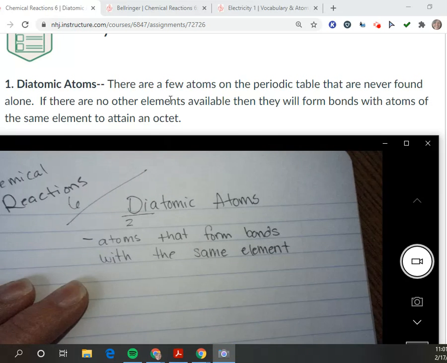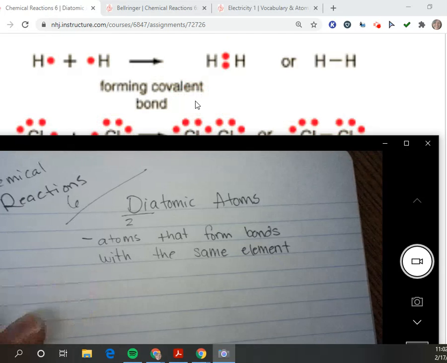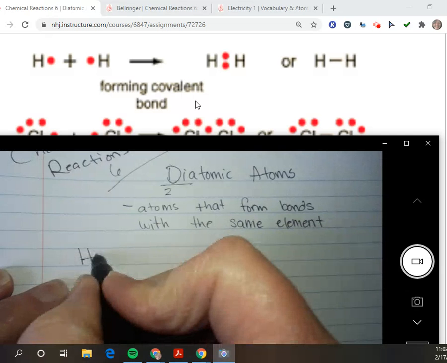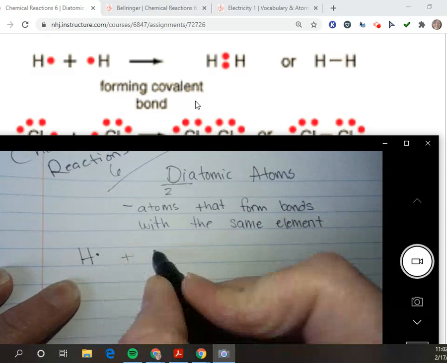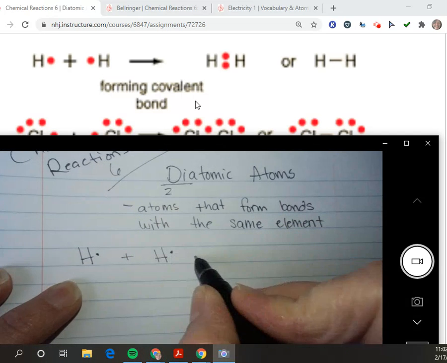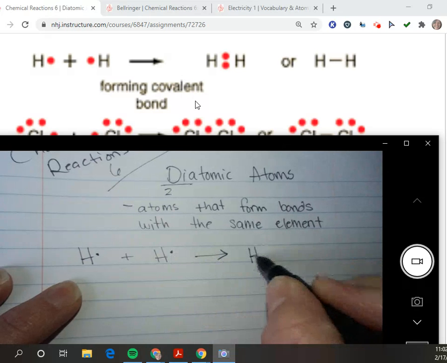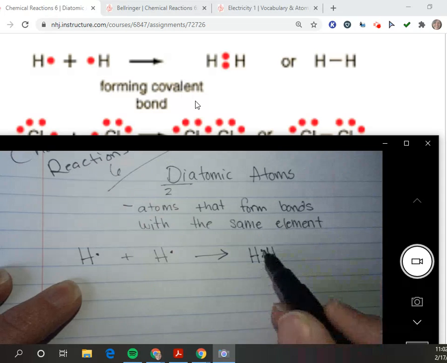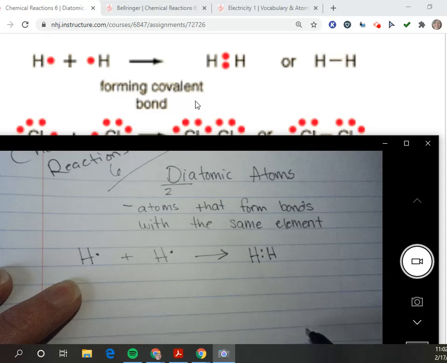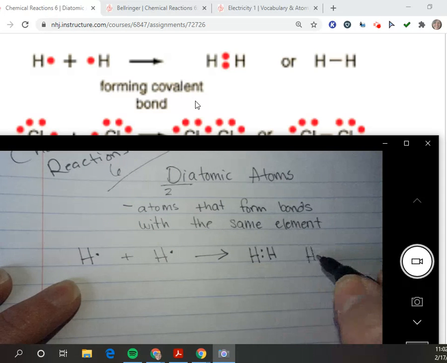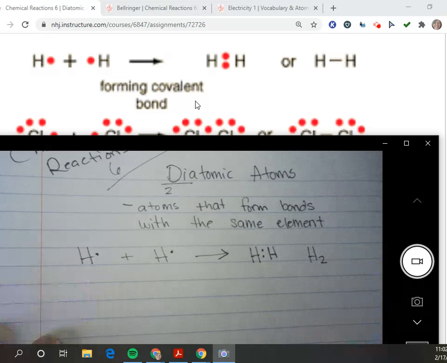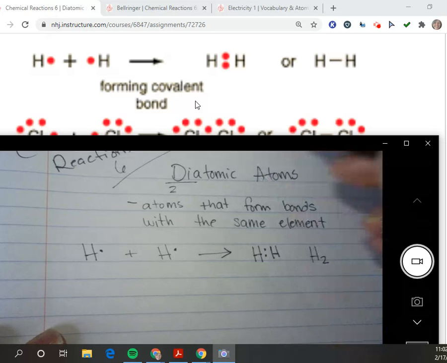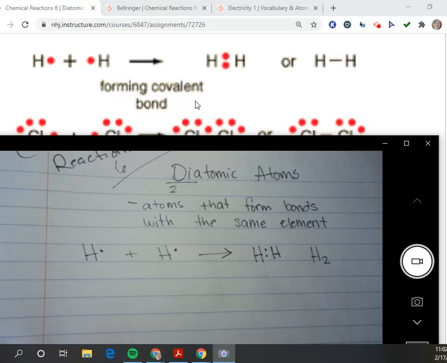So we have that example there of hydrogen forming that covalent bond. Let's go ahead and take note of that. We have a hydrogen Lewis structure and another hydrogen Lewis structure. That's going to yield hydrogen sharing those electrons. So now the electrons have a buddy, the atoms then have a buddy, and we would get H2. Okay. So hydrogen is a diatomic atom. So we could note that.